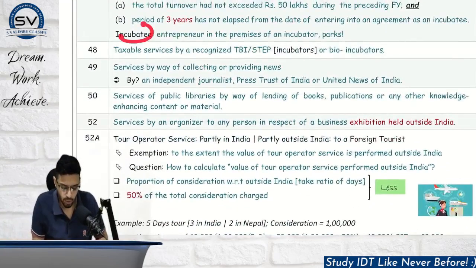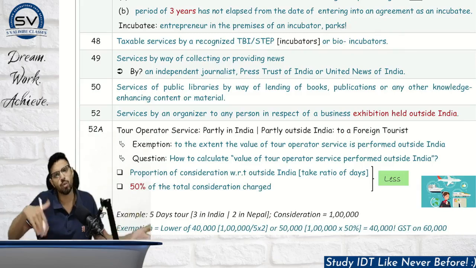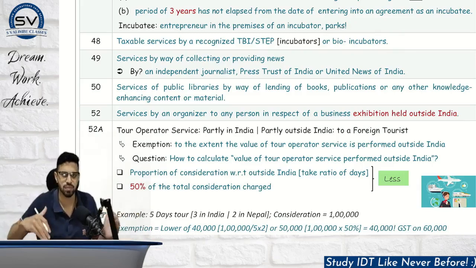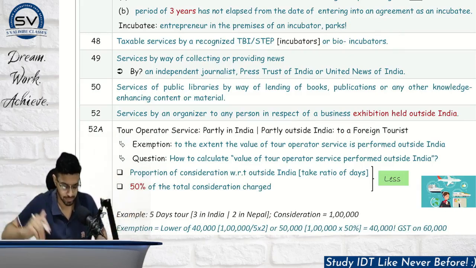Okay, incubatee I've already told, businesses and startups, entrepreneurs. Next, services by incubators, that is, the parks that I told, the technology parks, the software technology parks, or bio incubators. So whatever service incubators provide, they charge something. GST is exempt because we are trying to lower the cost for the incubatees.